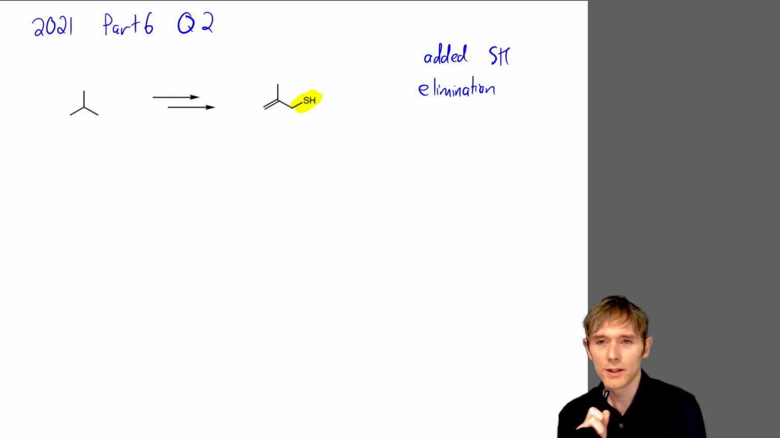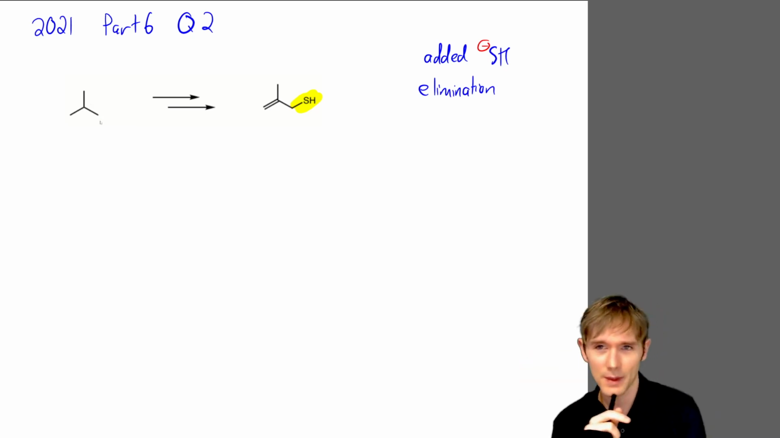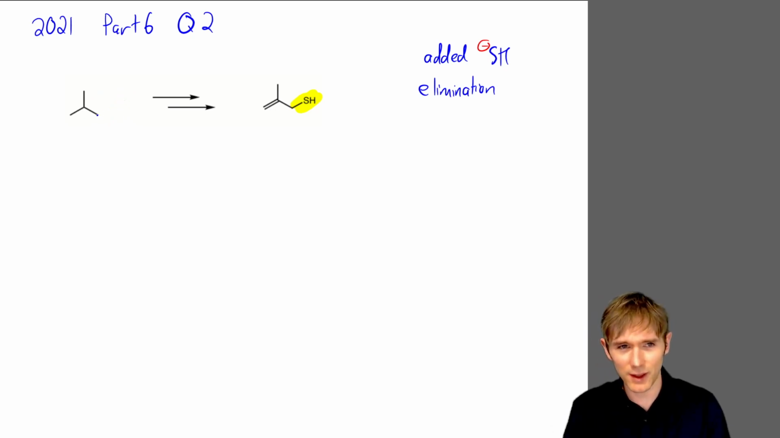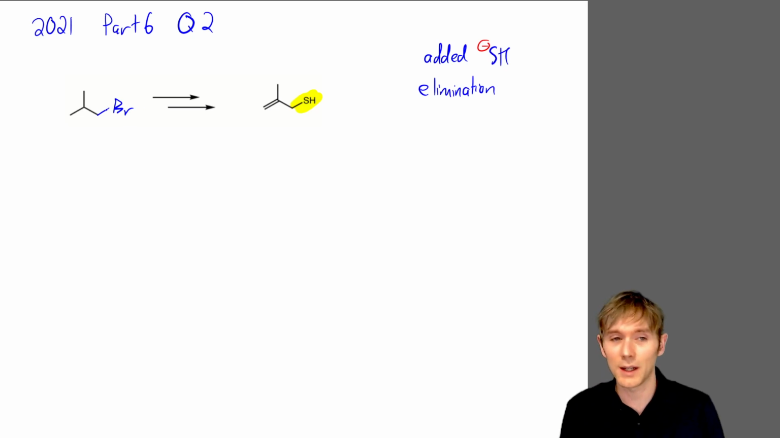Now that I know roughly what I'm going to need to do, how am I going to do this? For adding SH, I might recognize SH minus as a fantastic nucleophile. So if I throw a leaving group on this, then I'm going to have a great old time, and that is going to SN2 perfectly. So I like that. For elimination, similar type of thing. I'm going to need to add some kind of leaving group to this, and then I'm going to need to do an elimination reaction.